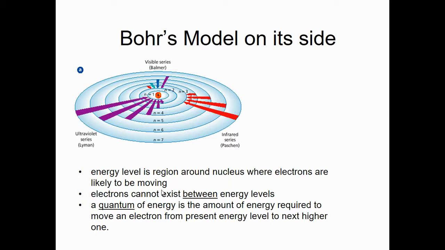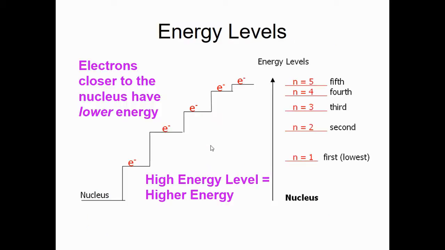And if an electron wants to go from one energy level to another, to an excited energy level, let's say, they must have the exact right amount of energy. And we call that a quantum or a quanta. So quantum of energy is the amount of energy required to move one electron from the present energy level to the next higher one. So this is Bohr, 1913.